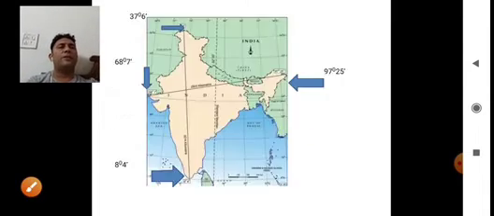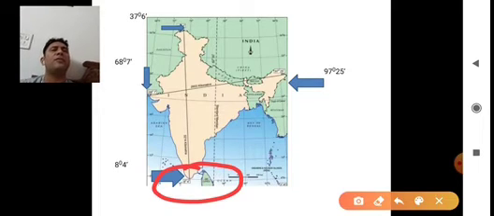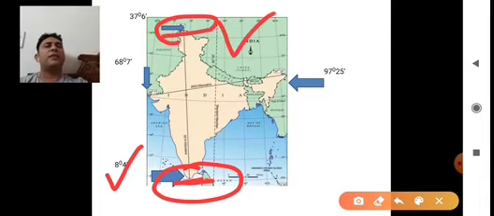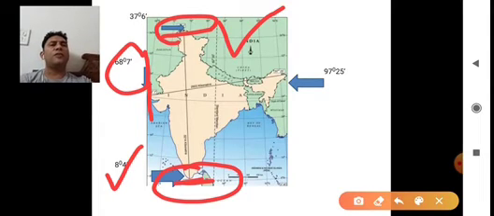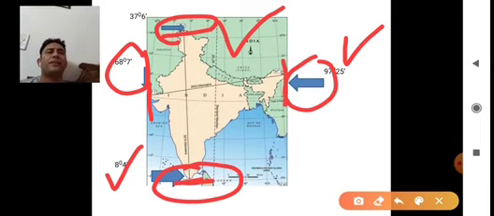Now if we look at all the values, we find that 8 degree 4 minutes north, in the southern portion, is the southernmost latitude of India. 37 degree 6 minutes along this part is the northernmost latitude of India. 68 degrees 7 minutes east, lying on the border of Gujarat, is the westernmost longitude value of India, and around this zone is the easternmost longitude of India. This is 97 degree 25 minutes east.